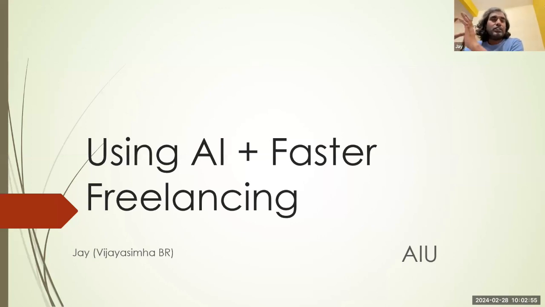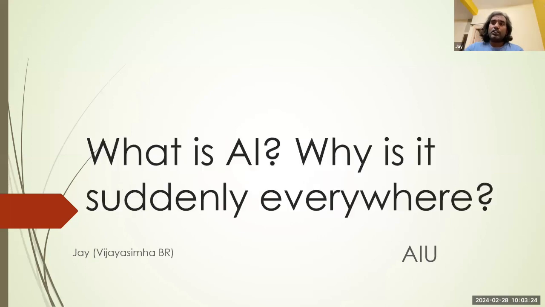Now, what does getting work done faster mean? It simply means if there was some work that would take 1 hour, maybe if you use AI, it can be completed in 50 minutes or 40 minutes or even earlier. That way you are finishing the work faster, and that means you can get more work done and hopefully make a little bit more money. That is why I like to use using AI plus faster freelancing as the title of this chapter.